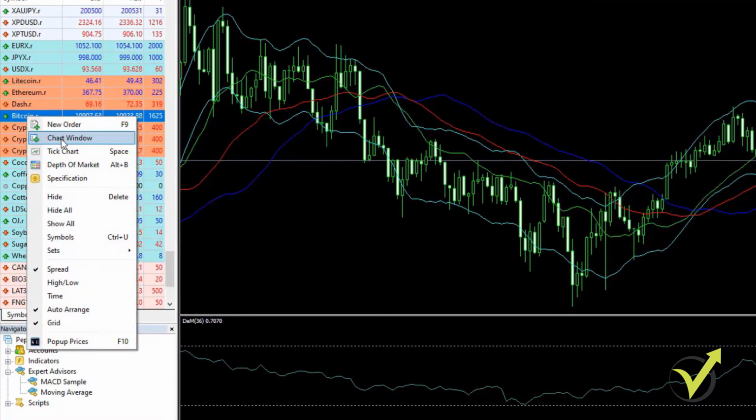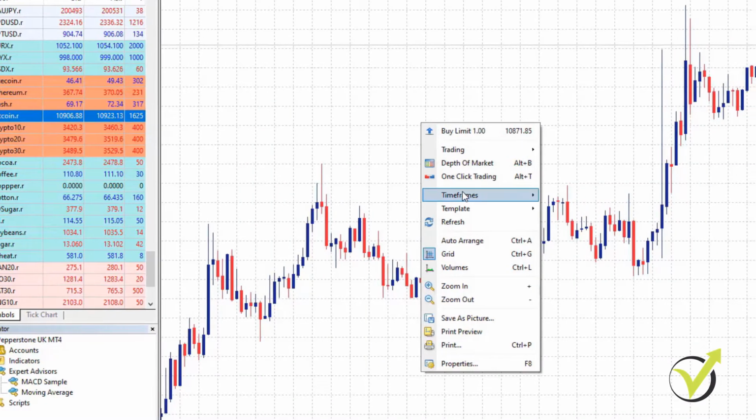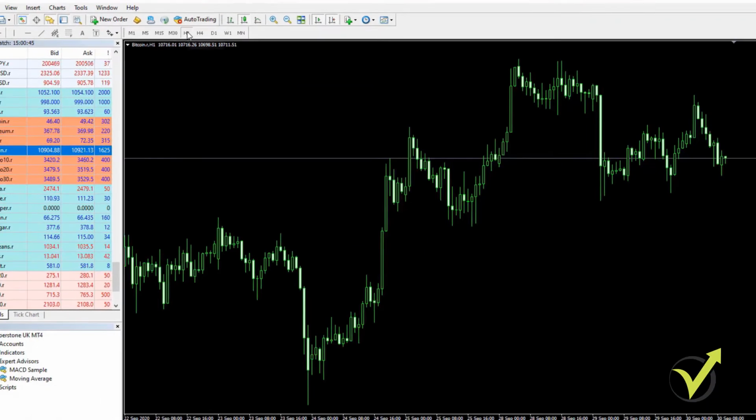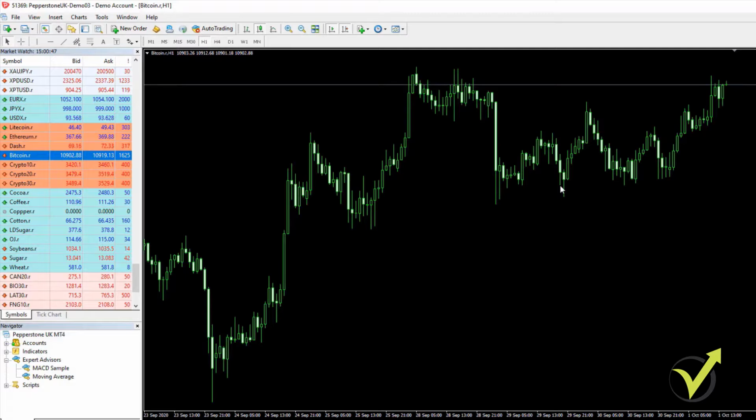I will open a new chart window. I will right click and go to template, and I will select the black background, and then I will change it to hourly chart, and here we go.